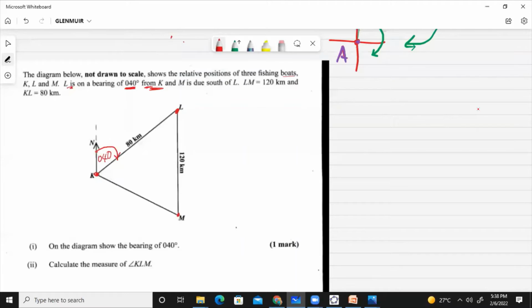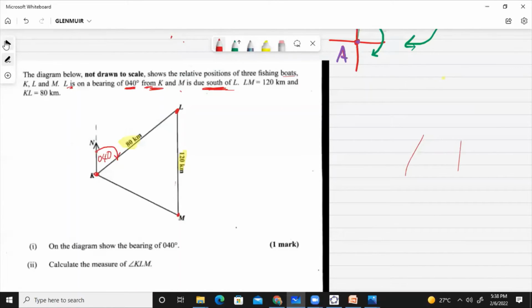Now, another thing that was said, M is due south. Very powerful. Due south means you're coming straight down. So it's due south and then you come to M. That's what they say here. Now they gave us LM, which is 120, and they gave us KL, which is 80. Now let us see the questions that they're asking. Let's go for the questions. One.